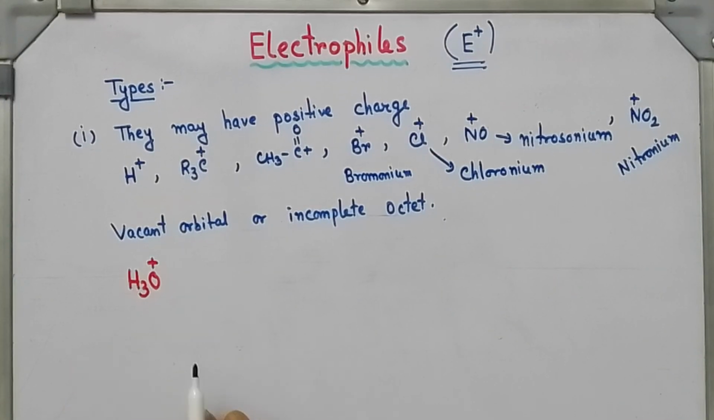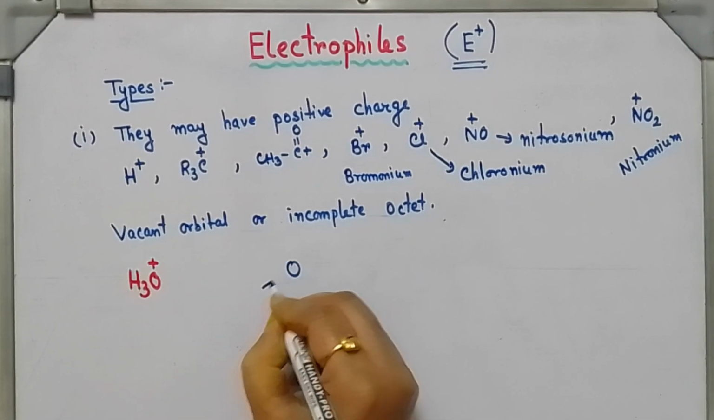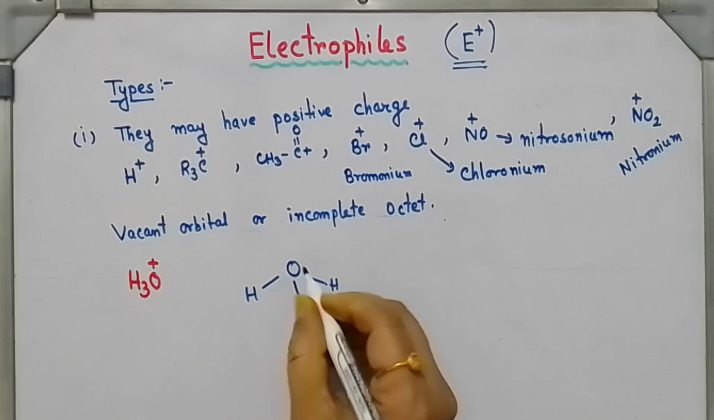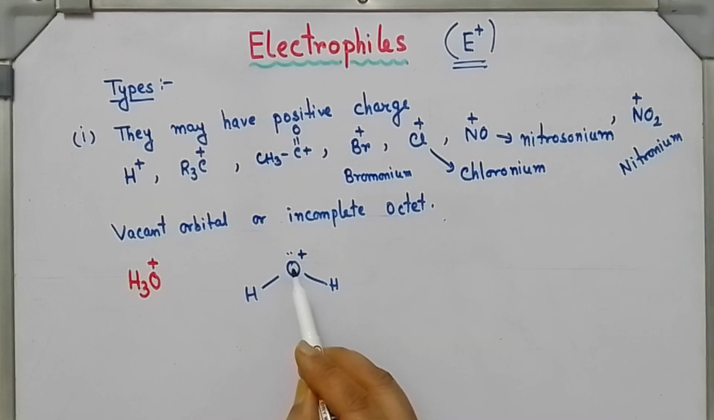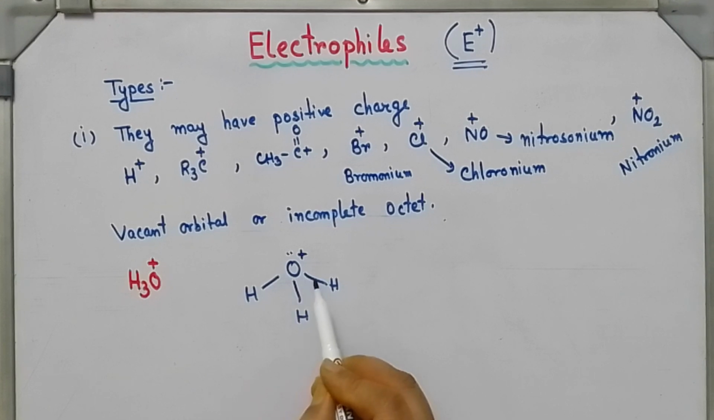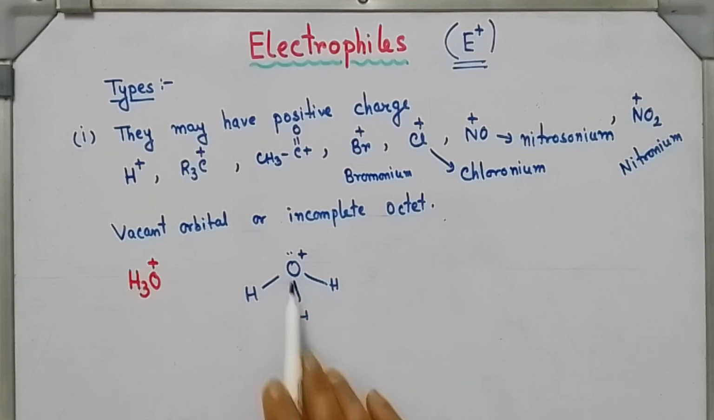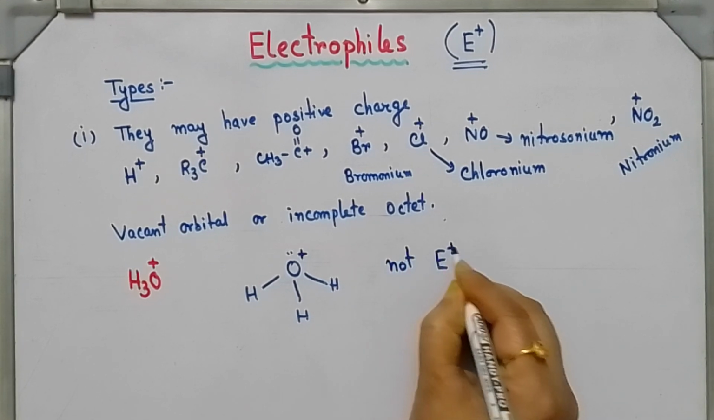Now check H3O plus is electrophile or not. It is positively charged species. On oxygen positive charge is there. H3O plus means this one. Here positive charge. Now see, oxygen is having 1, 2, 3, 4, 5, 6, 7, 8, 8 electrons in valence shell. Means complete octet is present here on oxygen. Therefore, it is not electrophile.